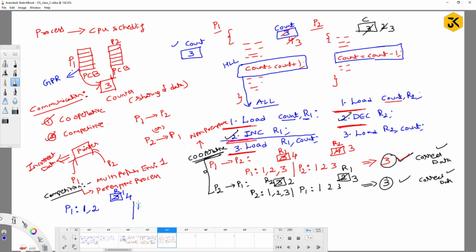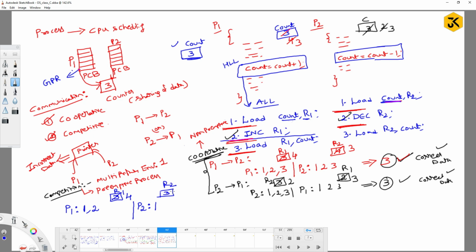Now given chance to which one? P2. Now P2 is executing the first statement and it contains what value? R2. Now R2 contains what is the value? 3 or 4? 3. It is because what is the value of count? 3. 3 will be updated in the R2.